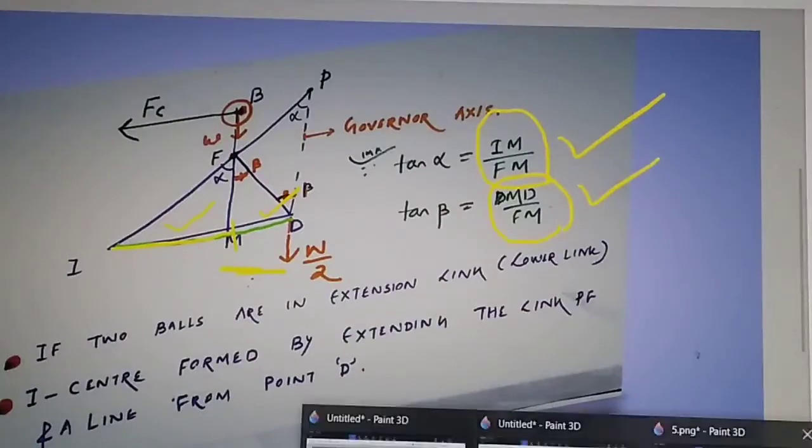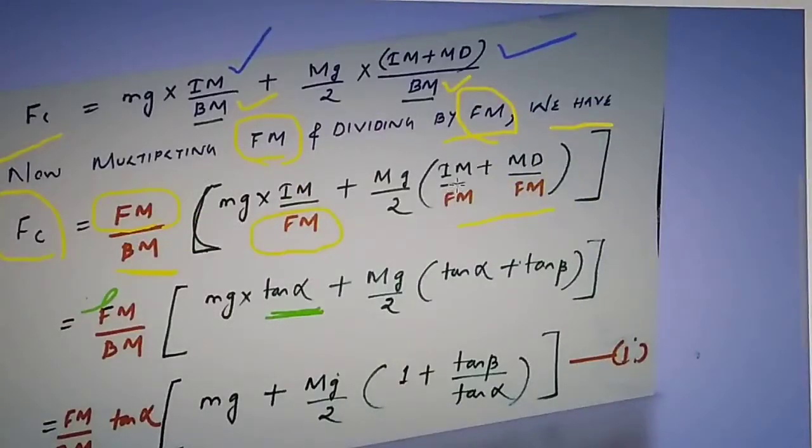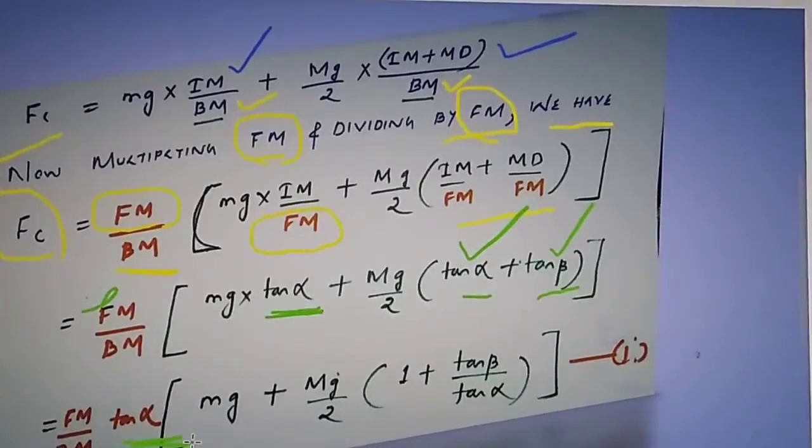So IM by FM is equal to tan alpha. MD by FM is equal to tan beta. Only that much is important. In order to find out these terms in terms of tan alpha and tan beta value, we have multiplied and divided this FM term. So tan alpha is common in both these expressions. So taking common this tan alpha value we have taken here.